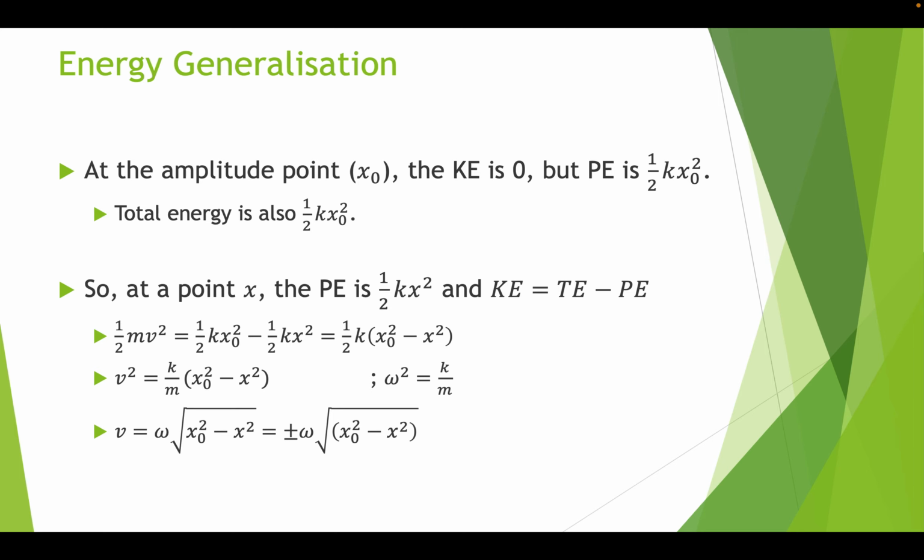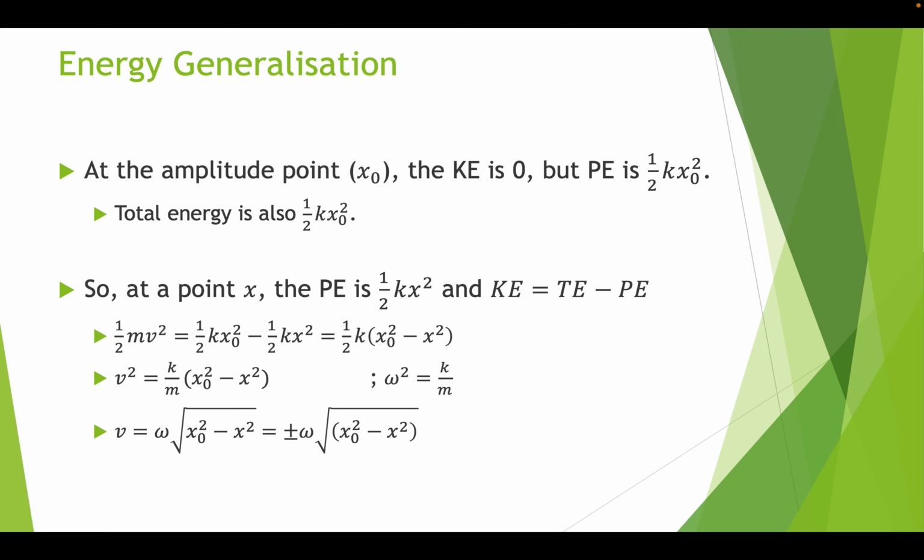At the amplitude point, x sub 0, because that's usually where we release it from, the kinetic energy is going to be 0. I released it, so it started from rest. Velocity 0, kinetic energy 0. But that's also where I have the most potential energy. And because total energy is the sum of those, my potential energy would be 1/2 k x sub 0 squared, x sub 0 being my amplitude. And therefore, total energy is going to be the same thing because all I do is add those two together.